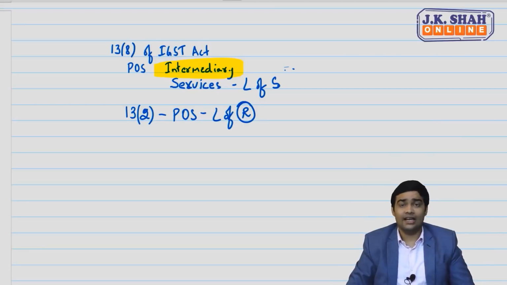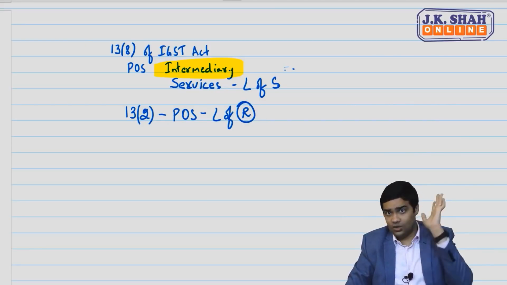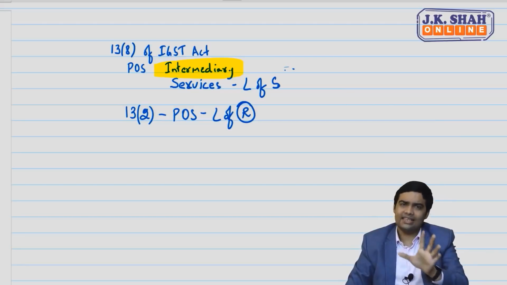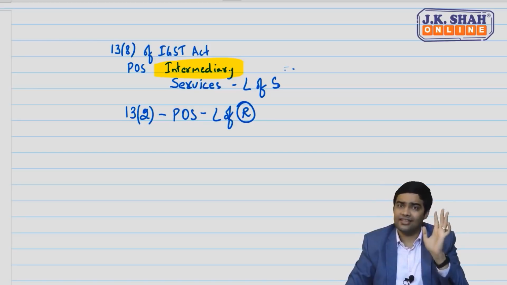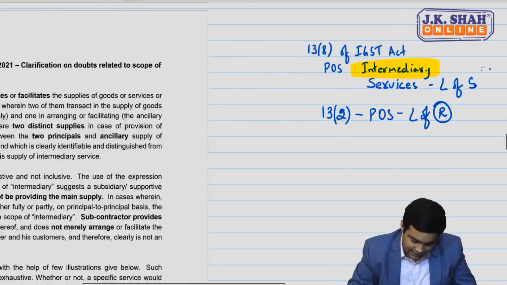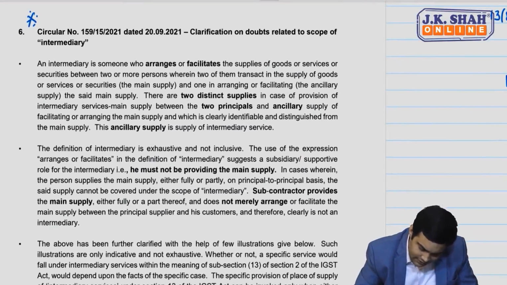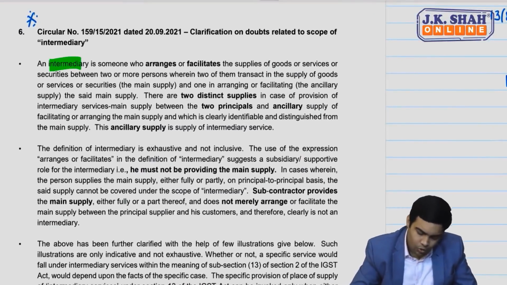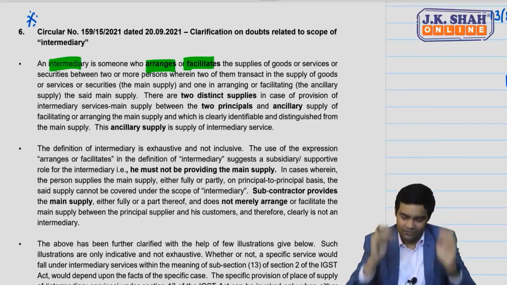Let's see what examples have they given and what does the circular say. At the end it says it depends on case to case, but some good points are there in this for the industry and it is helpful to the industry. Important for exams, let's see what it is. Now, who is an intermediary? Who arranges or facilitates supply of goods or services between two persons.